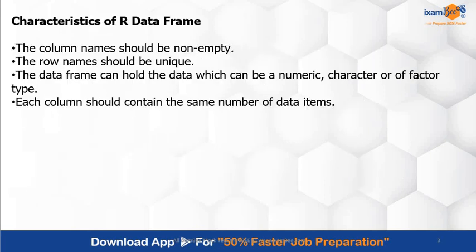Now, the characteristics of the data frame in R: the column name should be non-empty. We already know that if we are defining a column, it cannot be empty. The row names should be unique. The data frame can hold data which can be of numeric, character, or factor type, nothing more than that, only these three. Each column should contain the same number of data items. So these are all things you have to take care of when you are making a data frame, trying to access a data frame, or working with data frames. So that is the introduction to the data frame.